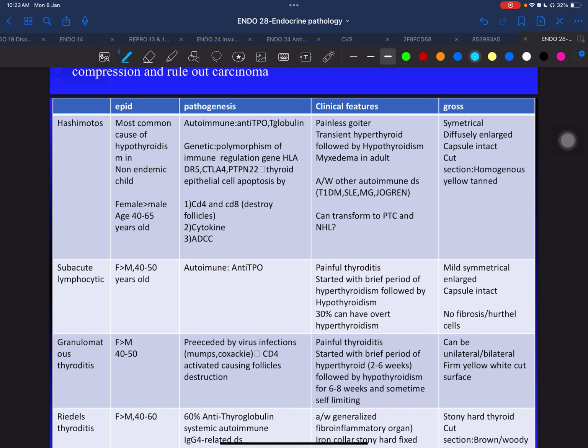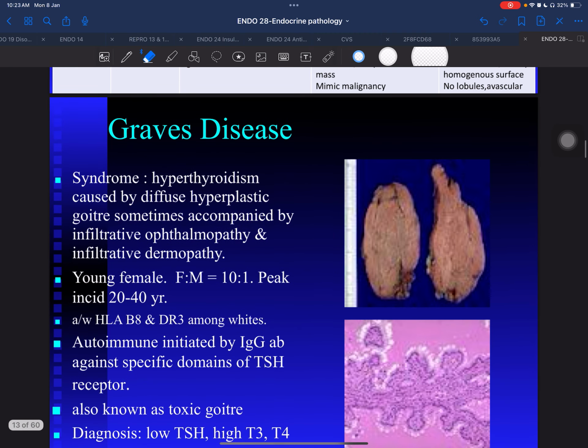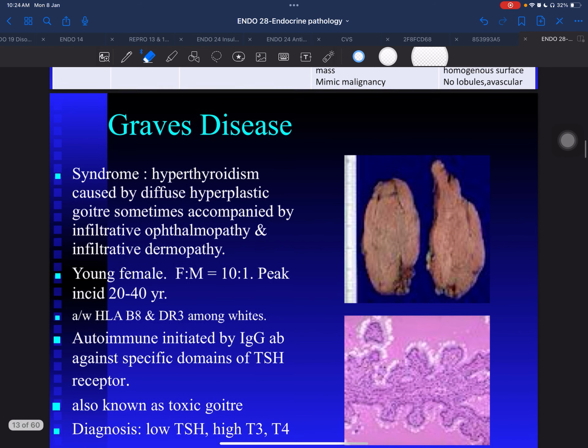Okay, Graves. Graves ni banyak discussed by biochem. In Graves' disease, dia diffuse, macam diffuse enlargement of the thyroid gland, and in Graves there is hyperthyroidism. Sebab apa? Because of the hyperplasia of the thyroid gland or the thyroid follicular cells. And dia ada juga infiltrative ophthalmopathy and infiltrative dermopathy. Again, female, 10 to 1. Peak incidence young, 20 to 40.